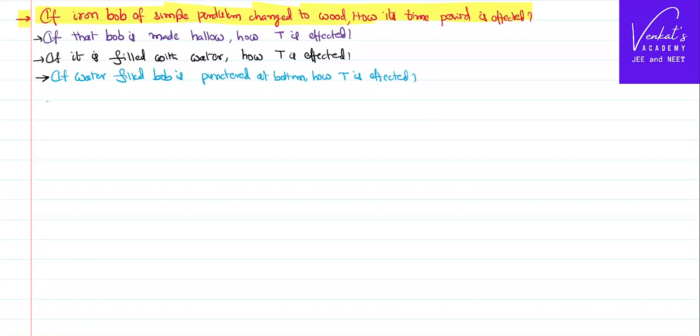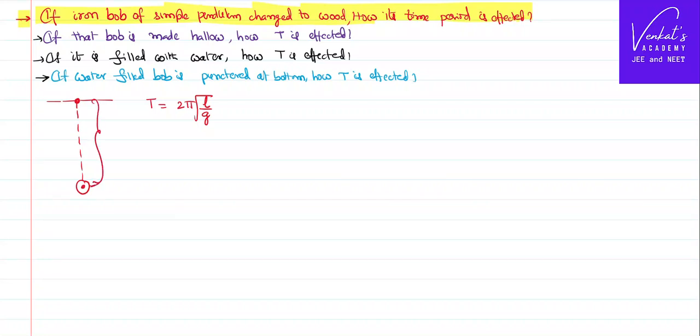So what is a simple pendulum first of all? To a fixed rigid support, we attach an inextensible light-weight string. To that, a heavy point-sized mass is suspended like this. So what is the time period of a simple pendulum? Time period equals 2 pi into root of L by g. We have already derived this equation. What is L there? That's the length of the pendulum, from the point of suspension to the center of the bob.